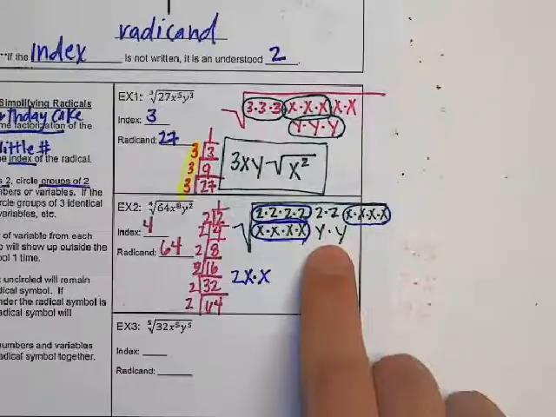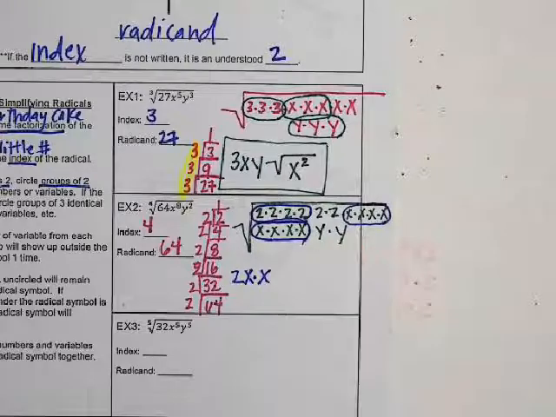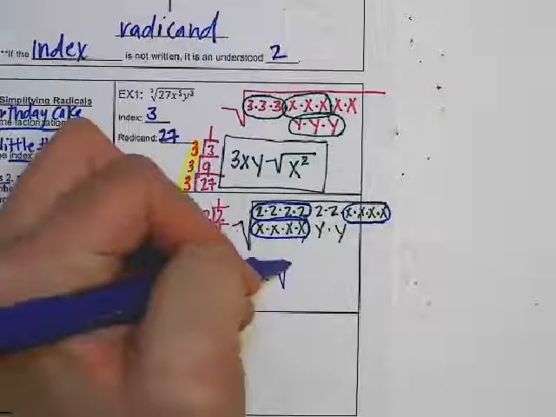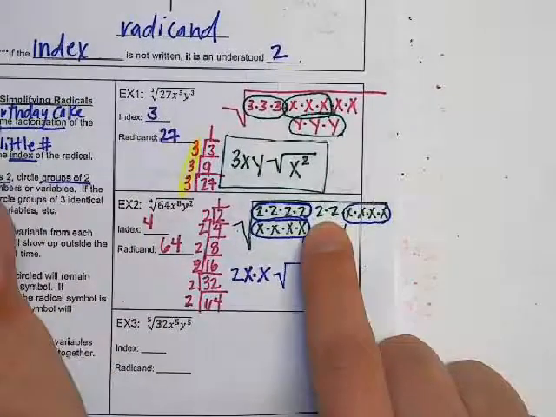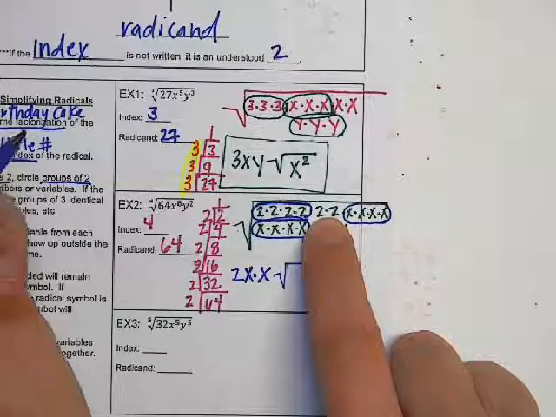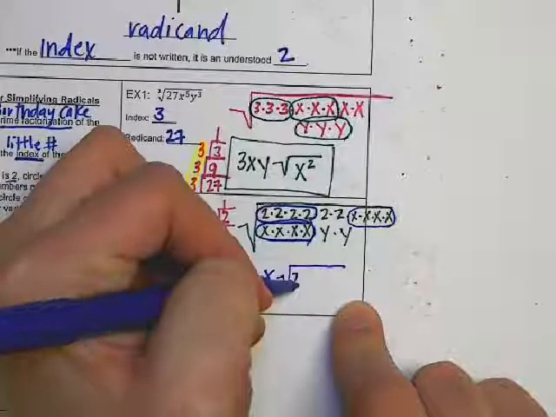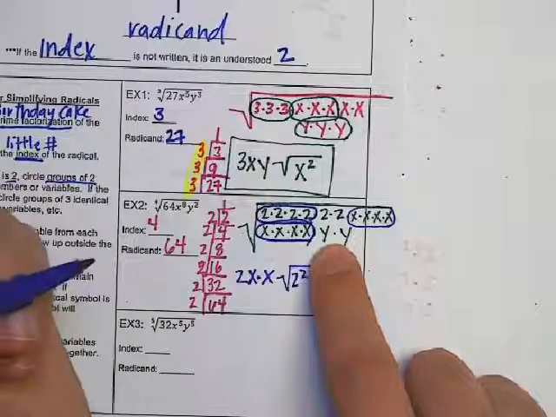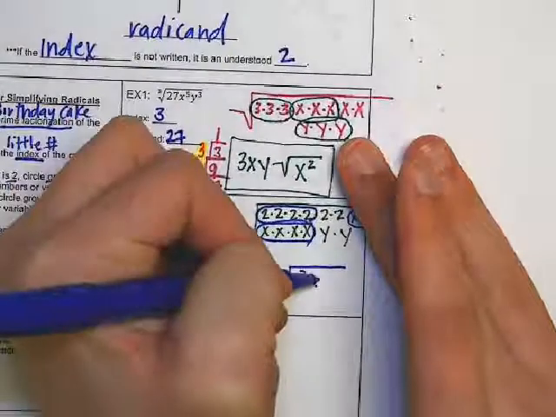Okay, do I have enough y's to make a group? No. Okay. So here's my house. All my singles are going to go in there. How am I going to rewrite the 2s? 2 squared. How am I going to rewrite the y's? Y squared, because I have 2 of each.